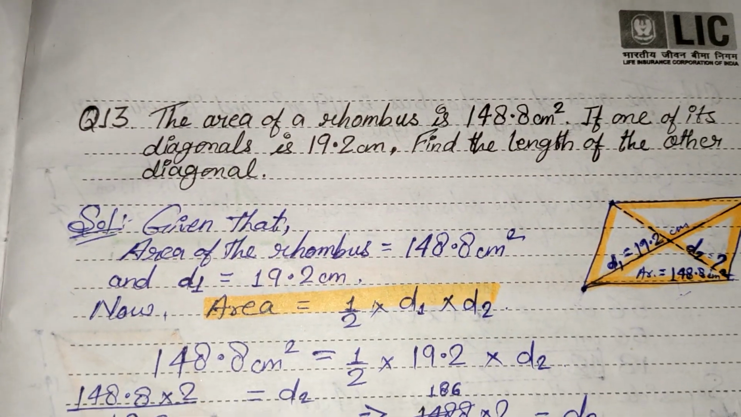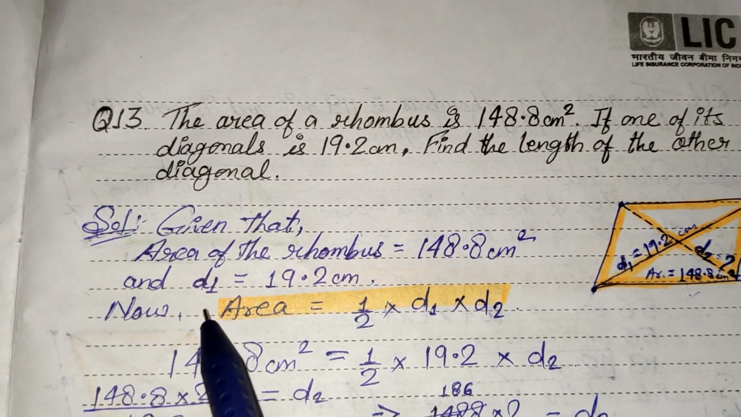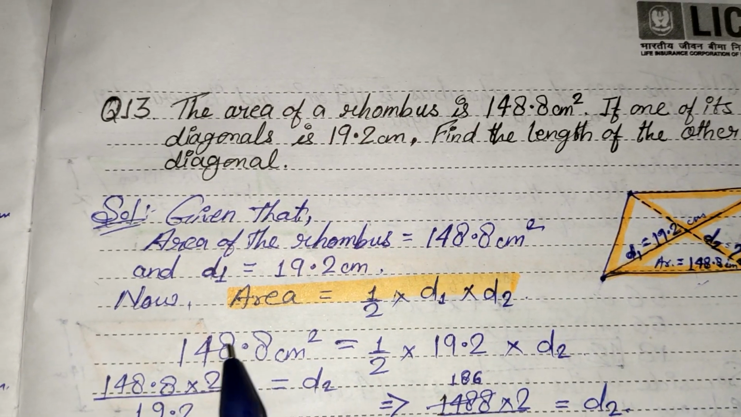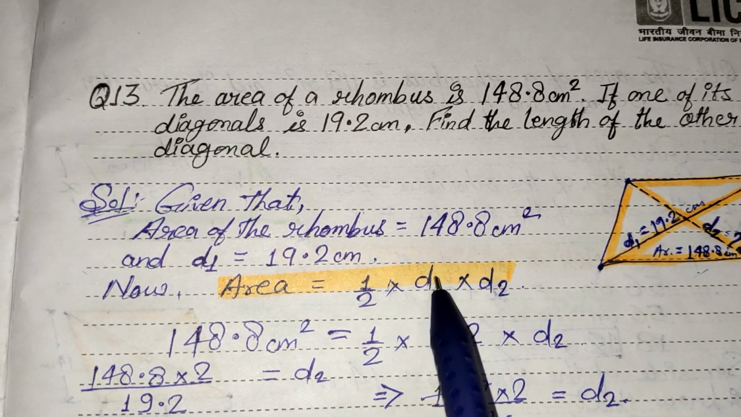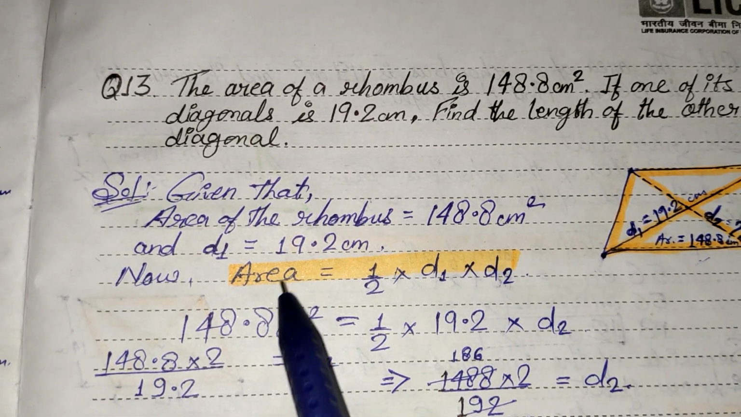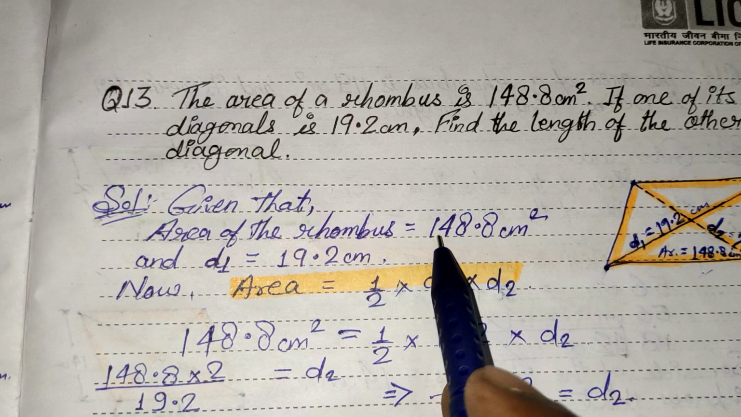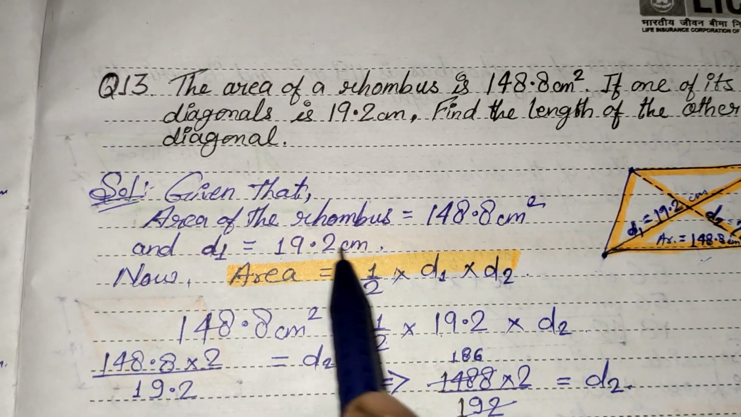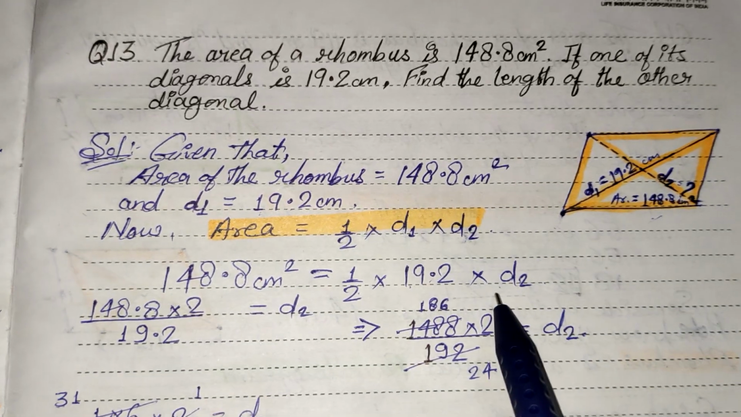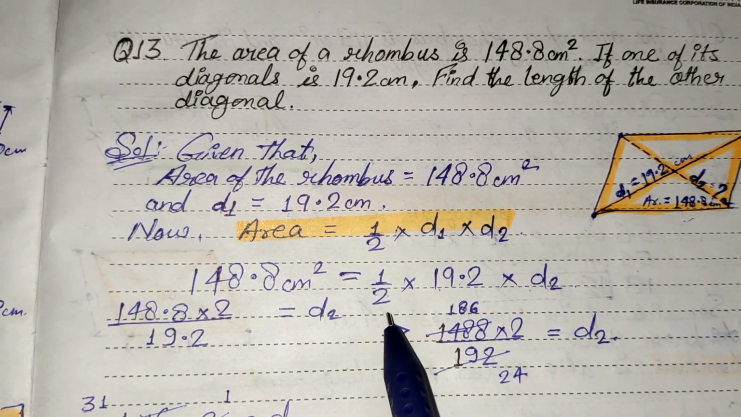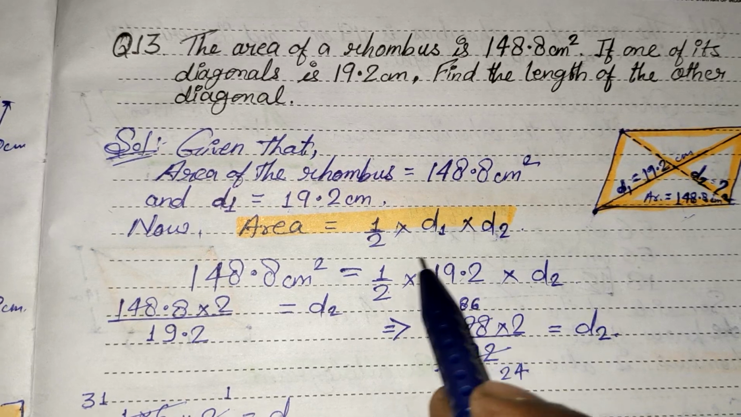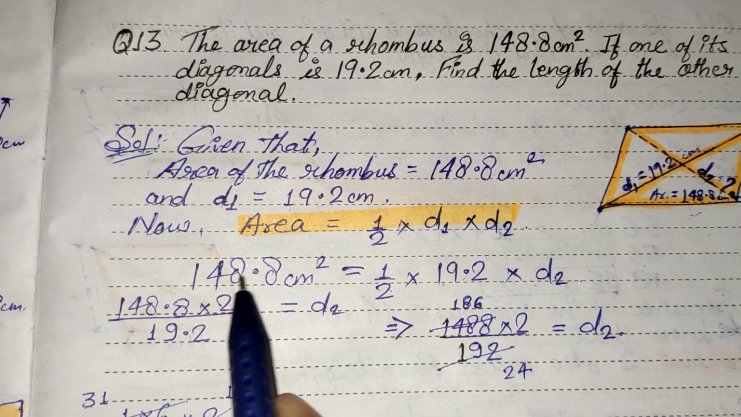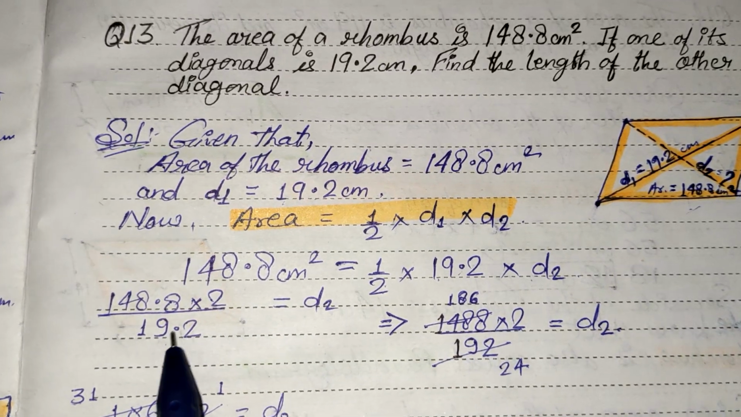Given that area of rhombus 148.8 centimeter square, d1, also diagonal 1, is given 19.2 centimeter. Now we know that area of rhombus is equal to 1 by 2 into d1 into d2 square unit. Here put the value in the formula. Area, that is 148.8 centimeter square, 1 by 2, d1 is given 19.2. We have to find d2, that is other diagonal. So calculate this. Transfer this whole thing to the left side. We have 148.8 multiplied by 2 divided by 19.2.